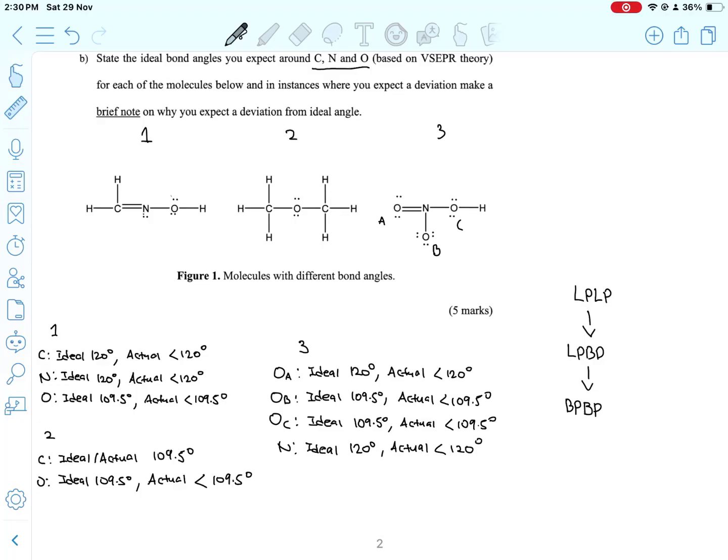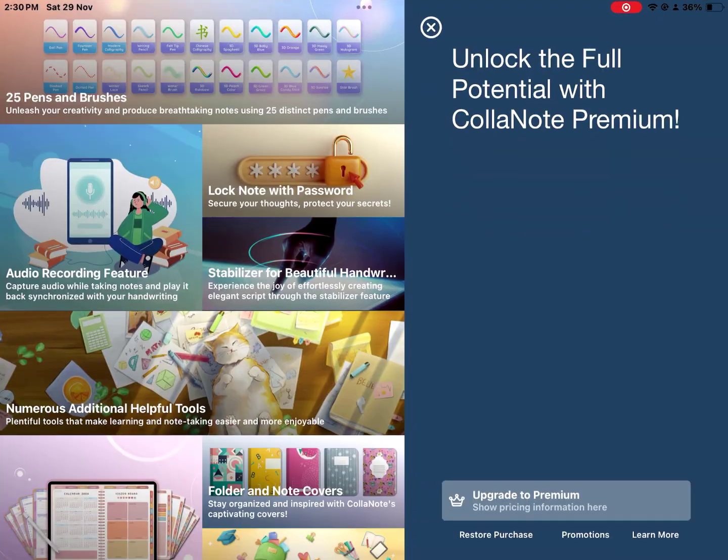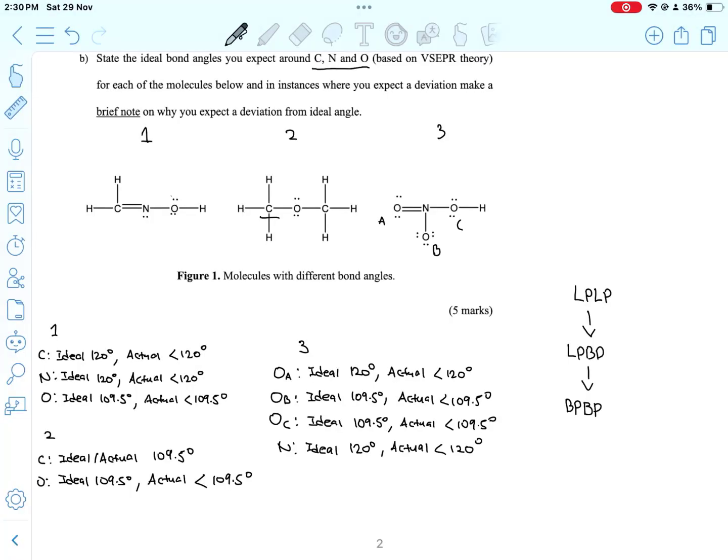And for your nitrogen, you can see there's a lone pair there. So you know that there's lone pair repulsion, which will lead to less than 120 degrees. And also there's a double bond there. For oxygen, it's the same as water. Your ideal would be 109.5 degrees because there are two lone pairs and two bond pairs, but now it will be less than 109.5.